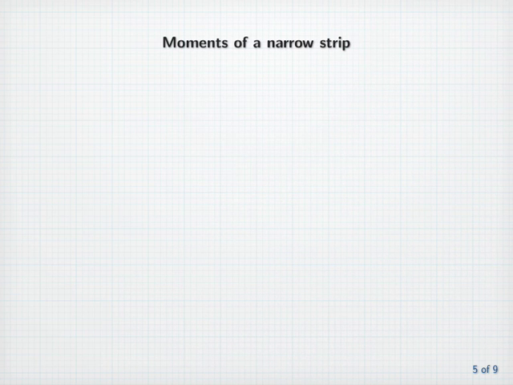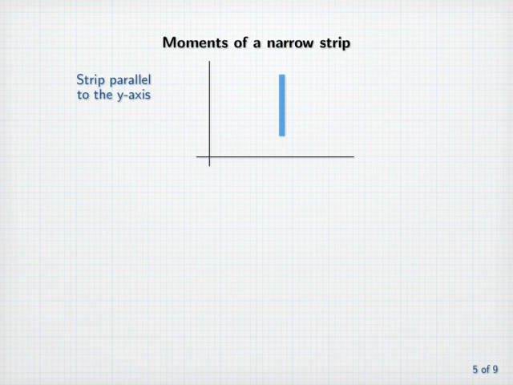Moments of a narrow strip. Suppose we have a strip that's parallel to the y-axis, like the one shown here, and suppose that its width is delta x and its area is delta A. Also assume that its horizontal midpoint is x, and the point at the top of the strip is x, y top, and the point at the bottom of the strip is x, y bottom.